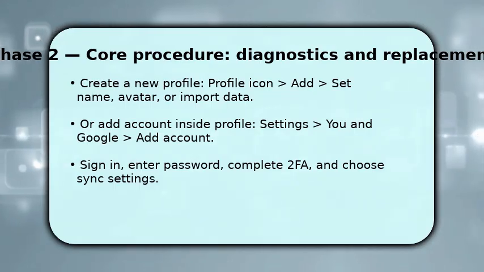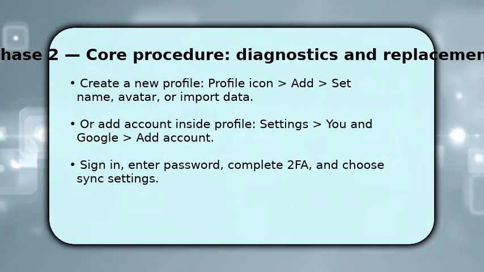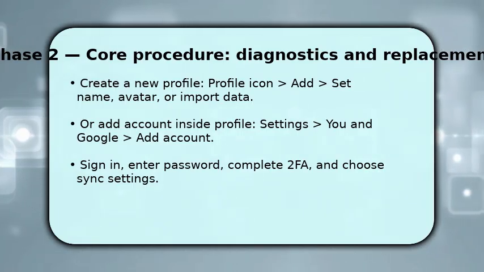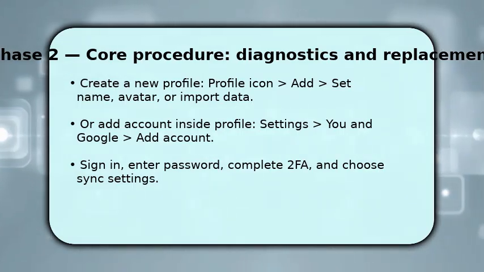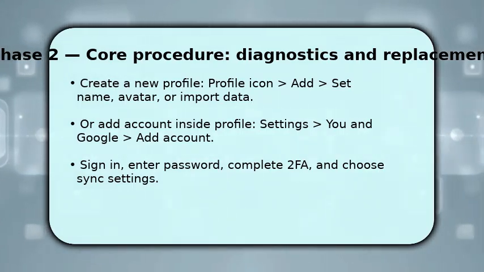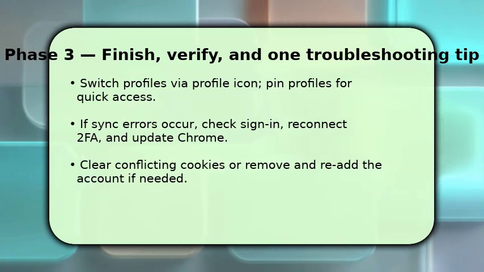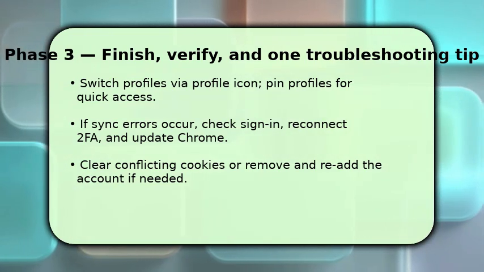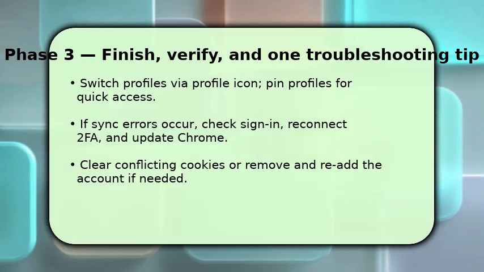Sign in with the other account, enter the password, complete any two-factor prompts, and then choose your sync options so bookmarks, history, and extensions behave the way you expect. Finish by switching between profiles using the profile icon. You can pin the profile to the taskbar for faster access.